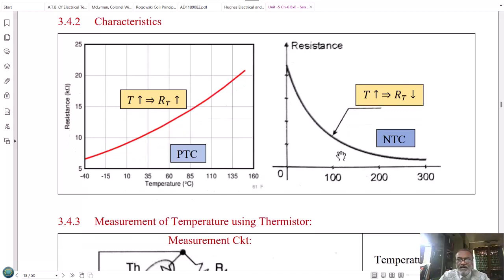Therefore, thermistors are normally used for a very short range of measurement or detection of temperature at a particular point only. They are not used for linear measurements. They are normally used for protection against very high temperature and very low temperature by detecting the two-point temperature for protections.